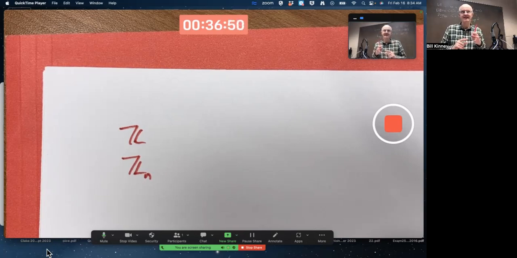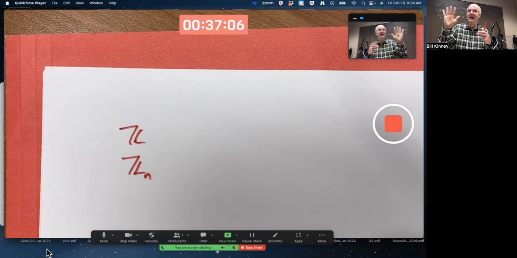1 is a generator. 1, first of all, equals itself. 1 plus 1 is 2. 1 plus 1 plus 1 is 3. 1 plus 1 plus 1 plus 1 is 4. 1 plus 1 plus 1 plus 1 plus 1 is 5. 1 plus 1 plus 1 plus 1 plus 1 plus 1 is 6, etc.